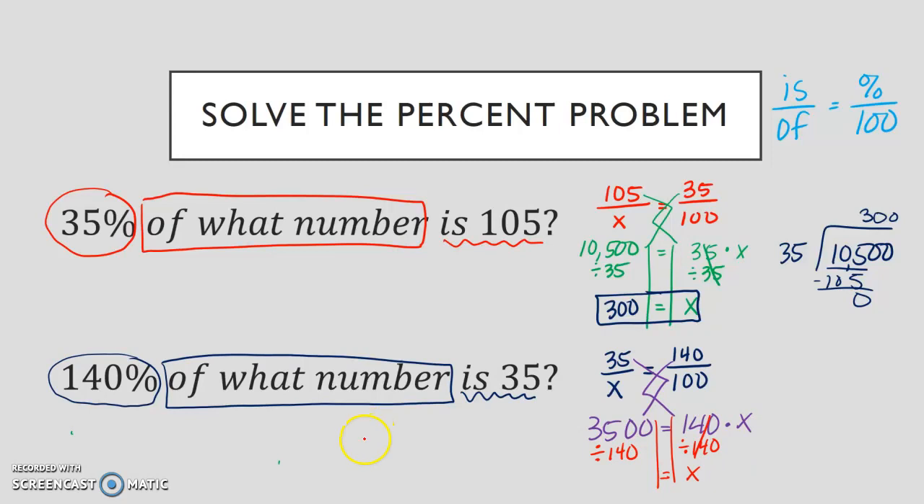So if we were to take our 3,500 and we want to divide that by 140. 140 can go into 350 2 times, and we get 280, which is 70 left over. Bring down that 0. 140 can go into 700 5 times. We're left with nothing. So our answer here should be 25. So your x here is 25.